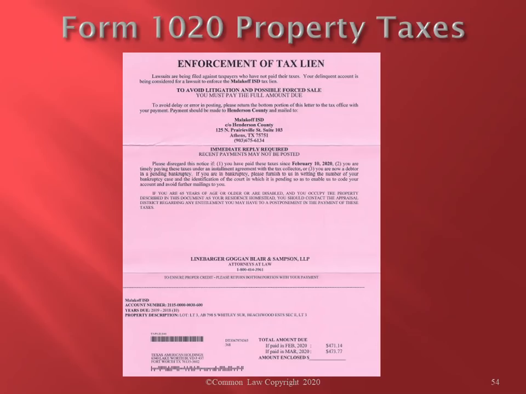And so it says, lawsuits are being filed against taxpayers who have not paid their taxes. Your delinquent account is being considered for a lawsuit to enforce the Malakoff ISD tax lien. To avoid litigation and possible forced sale, you must pay the full amount due. They've been sending me these same things for like years. And to avoid delay and error in posting, please return. The taxes aren't very much, and it's only added up over like 5 years to $471, so it's not that much anyways.